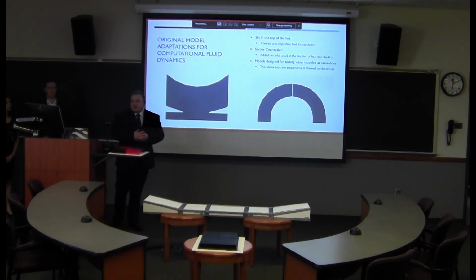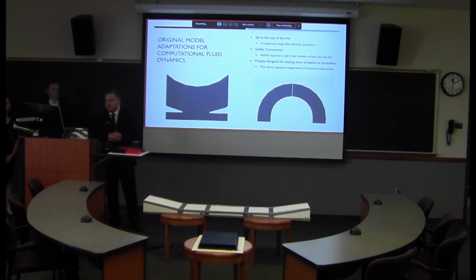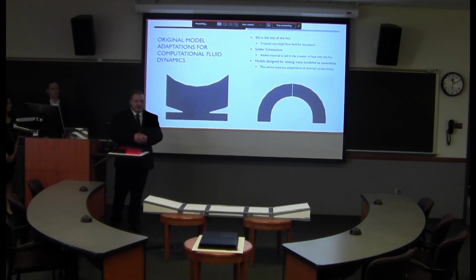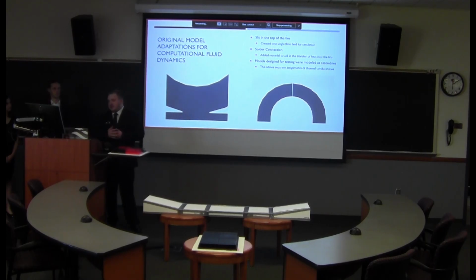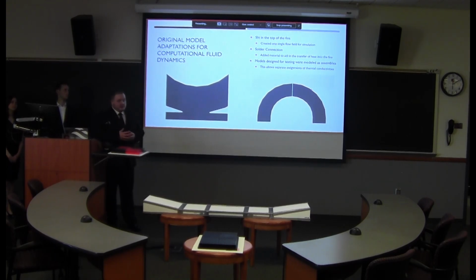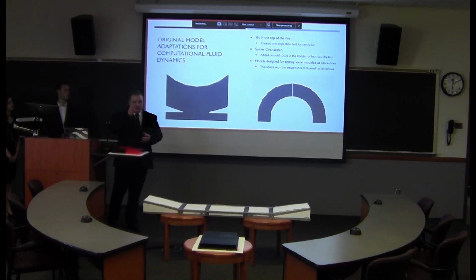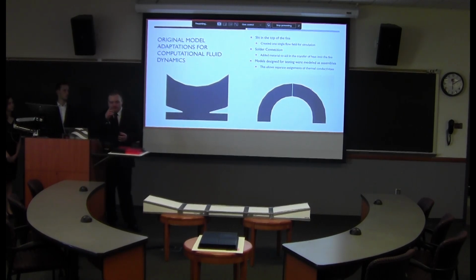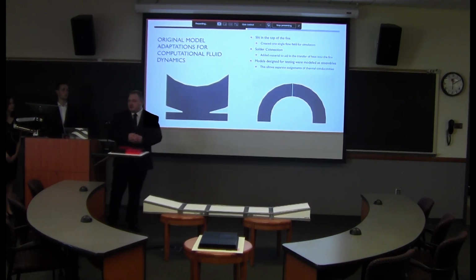To tail off of that, some of the adaptations we had to make were for our computational fluid dynamics program. You can see on the right, there's a slit in the top of every fin for our simulation model. This is able to create one fluid flow field, so we could run the simulations in the CFD software. Without that, under each fin, there would be a separate flow field, and it would not be optimal for simulation.